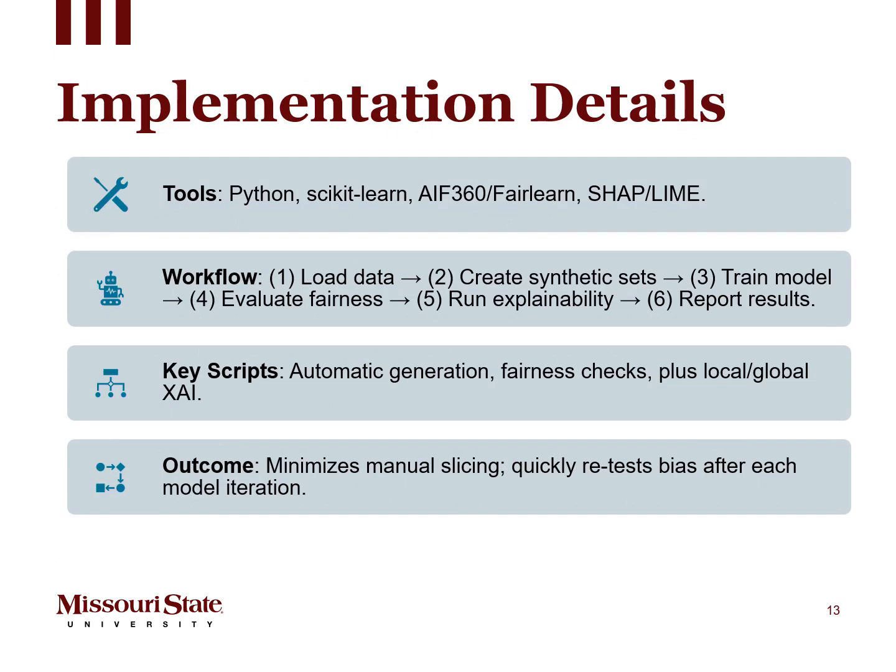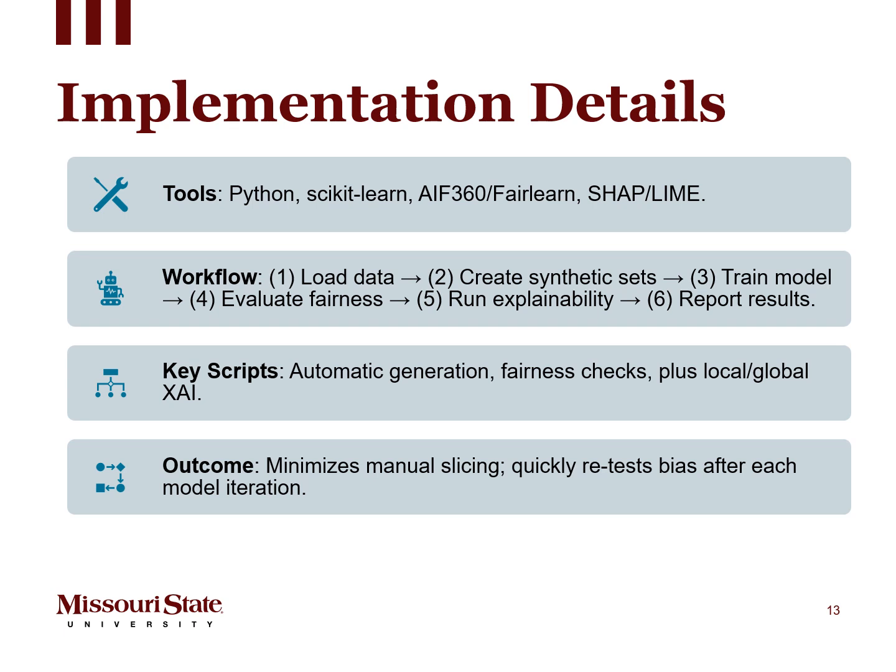Now let's discuss how we actually implement this framework. We use Python because it offers a rich ecosystem of libraries: scikit-learn for standard model building, AIF360 or Fairlearn for calculating fairness metrics, and SHAP or LIME for interpretability. In practice, our workflow looks like this: first, we load or train a baseline model on the original dataset.